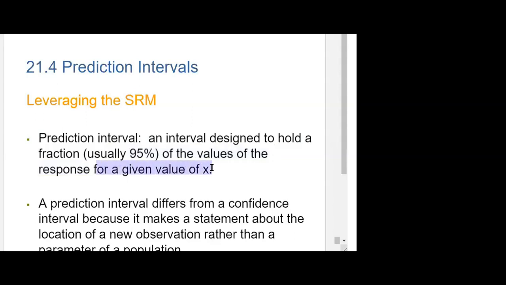So x is not in general. For a specific value of x, or a specific value of the independent or explanatory variable, the value will be given, and we will ask you to calculate the confidence interval for the response. Some questions will say confidence interval for response. Some will tell you to calculate the prediction interval. Okay.